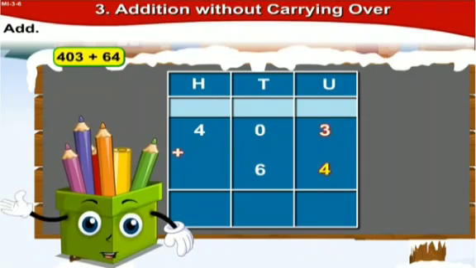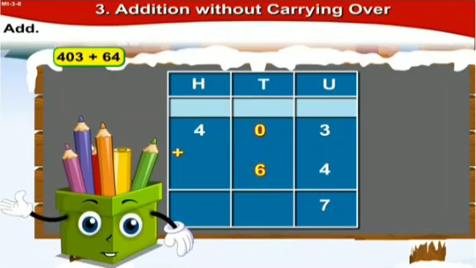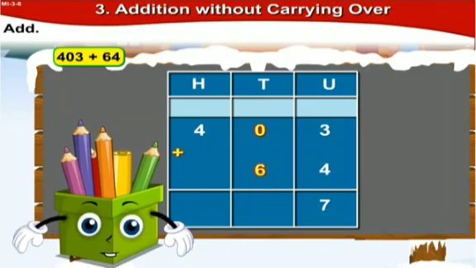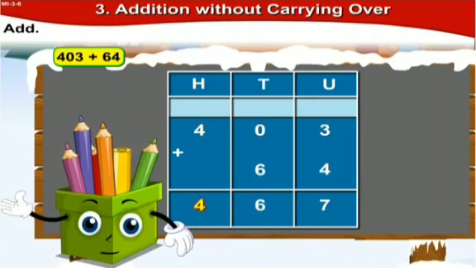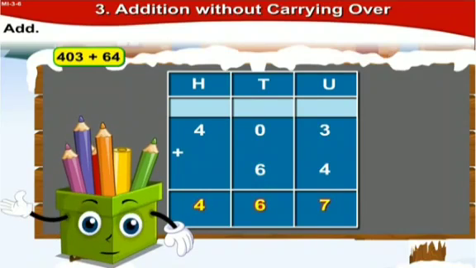3 plus 4 is 7, so we'll write 7 over here. In the tens column, 0 tens plus 6 tens is 6 tens, so write 6 over here. Under hundreds column we have 4, so write 4 over here. So it is 400, 6 tens, 7 units, which means the answer is 467.